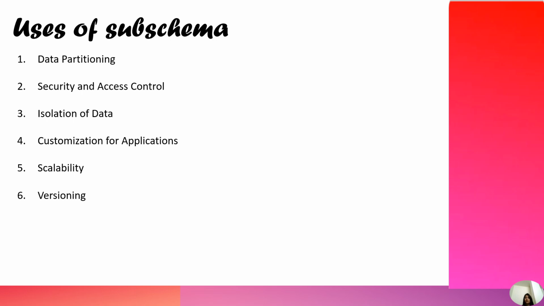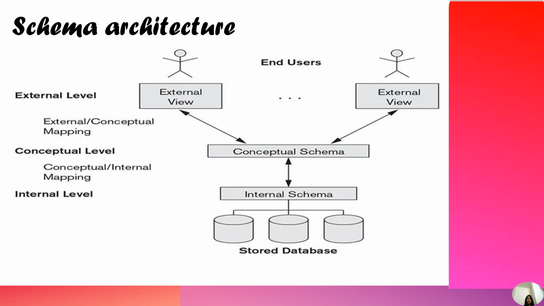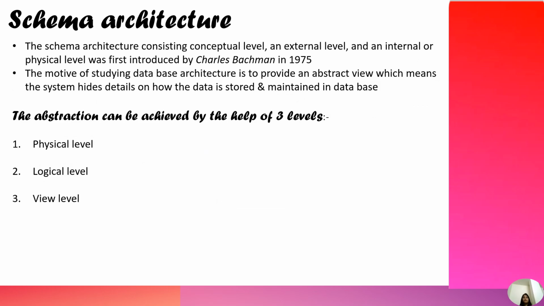compatibility during updates. Now let us see schema architecture. In this schema architecture, there are three levels. The schema architecture consisting of a conceptual level, an external level, and an internal or physical level was first introduced by Charles Babbage in 1975. The motive of studying database architecture is to provide an abstract view, which means the system hides details on how the data is stored and maintained in the database.